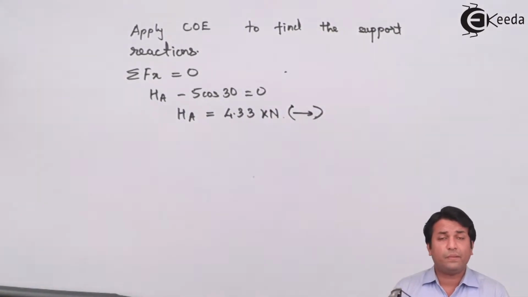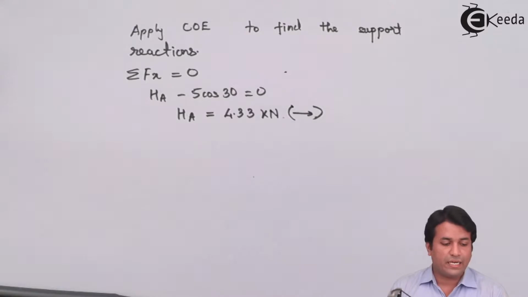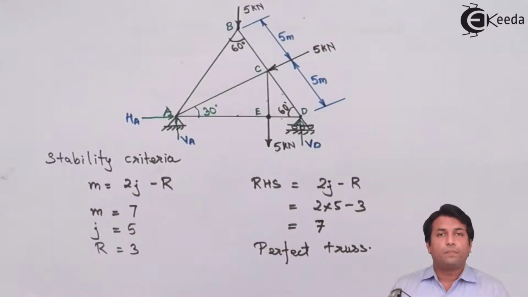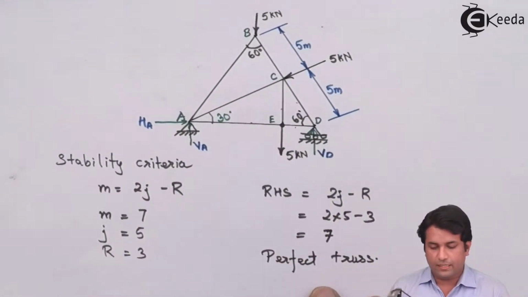Now, since the answer that I'm getting for the horizontal reaction at A is positive, that means my assumption of the direction that I have assumed for the reaction at A is correct. So, I won't be changing the sign or the direction in that case.